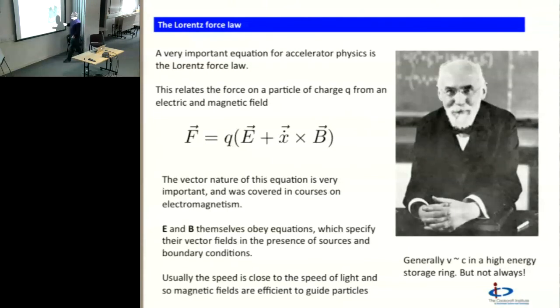So notice I've written this as a vector equation. This is very important and should have been covered in your course electromagnetism you just had. Was that right? Has it? Good. I'll take that as a yes.